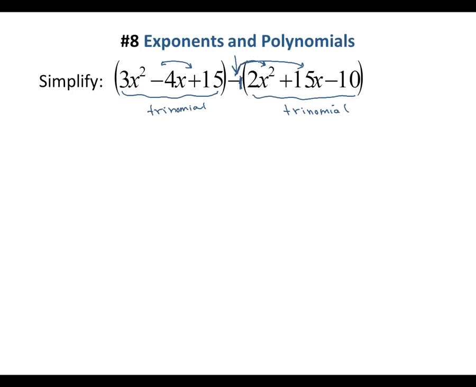And what separates the terms? The plus and minus signs right here are what's separating the terms, right? That's what makes this 1, 2, 3 terms, and this one is 1, 2, 3 terms. So this is a trinomial. What's the operation here? Subtraction. So you're right. It's subtraction. The negative sign and the subtraction are the same thing. How do we go about subtracting these two trinomials?